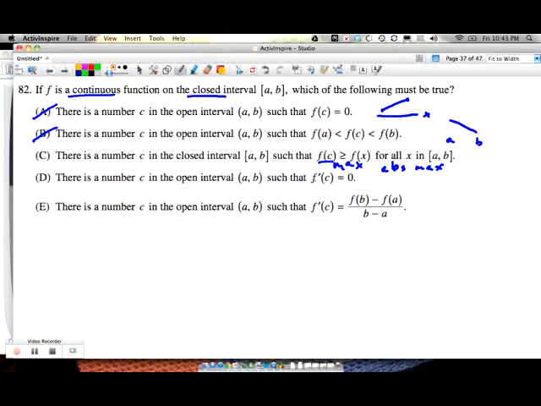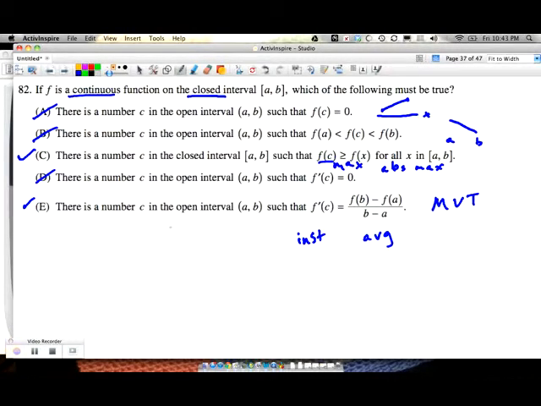D: there's a number c in the open interval such that f prime of c equals 0. Not necessarily. It's saying that there's a relative extrema somewhere in there. E: there's a number c in the open interval such that f prime of c equals the average slope, which is saying that the instant slope is equal to the average slope. Now, I would say that one is probably more likely true than C. So we're looking at either C or E as our answers. This bottom one is just another way of stating the mean value theorem. And this top one is talking about the presence of an absolute max.